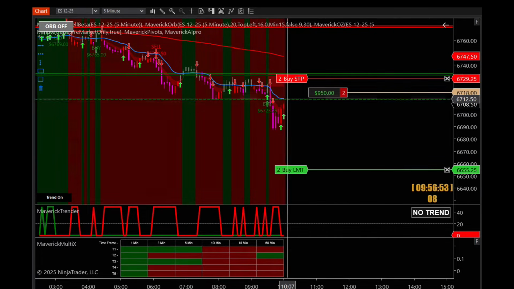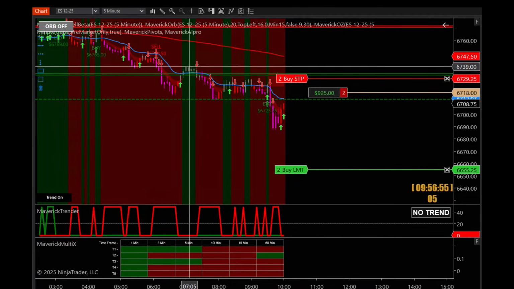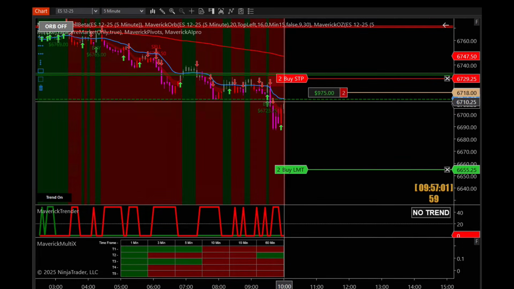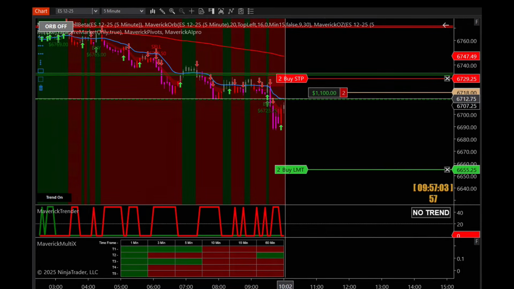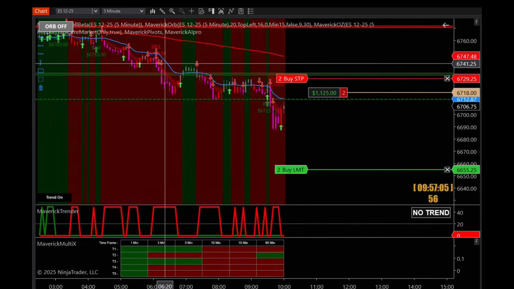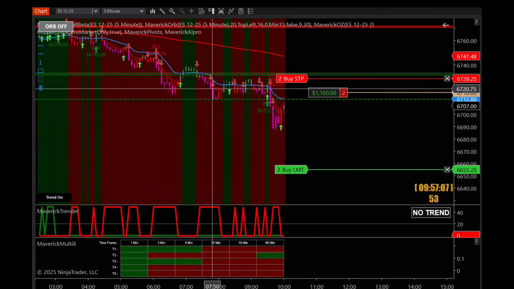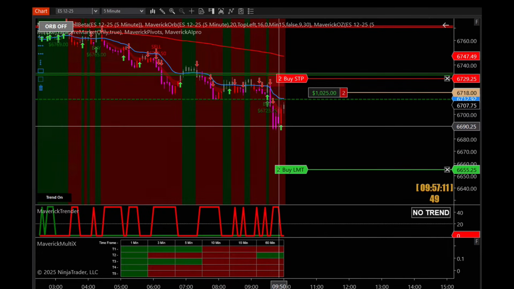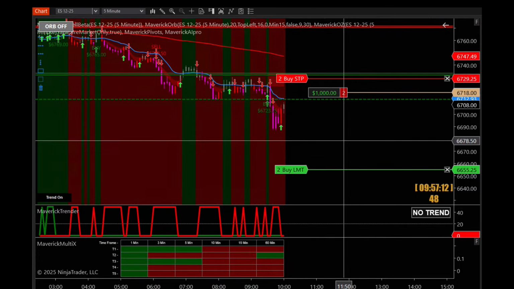But I'm going to give it till at least this Maverick guide. You can see how it just keeps respecting the Maverick guide all the way down. So could we retrace to the Maverick guide? Yep. And then if you look, it just keeps bouncing off the Maverick guide, bouncing off the Maverick guide, bouncing off the Maverick guide, and we're in a clear downtrend, okay?